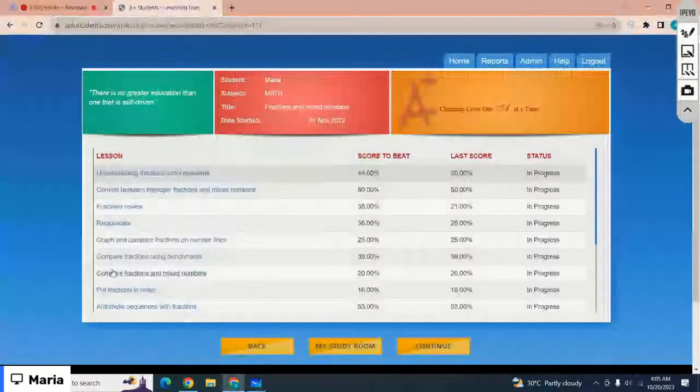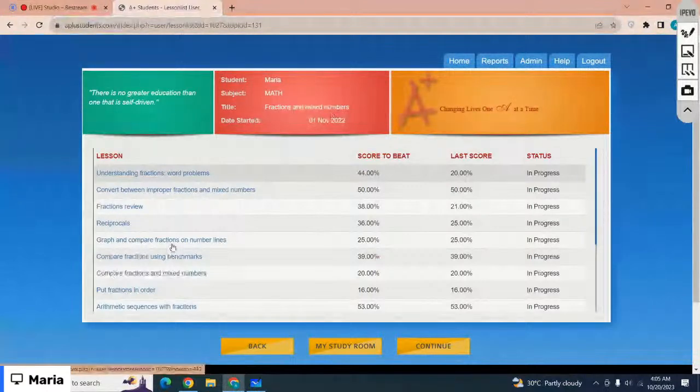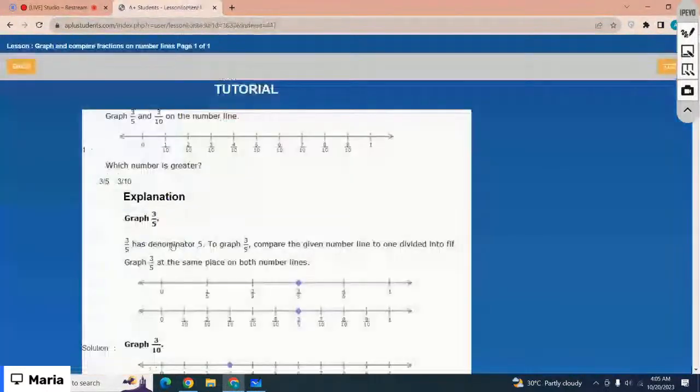Okay, here it is, graph and compare. Here I am on grade 5 math. Chapter is fractions and mixed numbers. The lesson is graph and compare fractions on number line. We're going to learn how to compare fractions on a number line. Graph 3 by 5 and 3 by 10 on a number line. 3 by 5 has a denominator 5. So to graph, compare the given number line to 1 divided into 5. Graph 3 by 5 at the same place on both number lines.